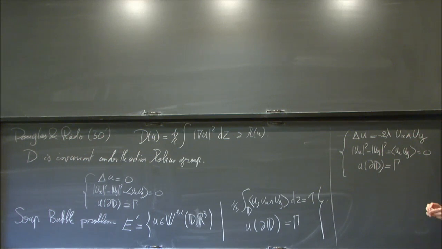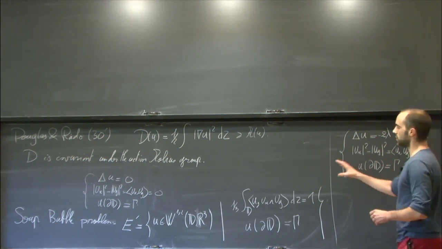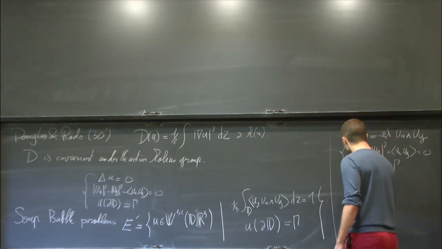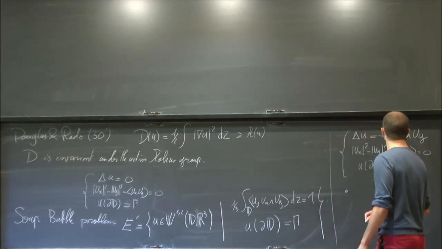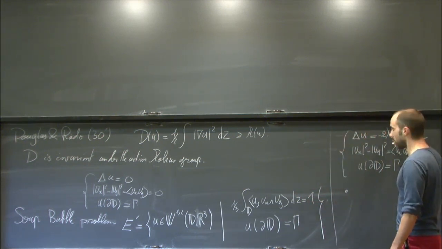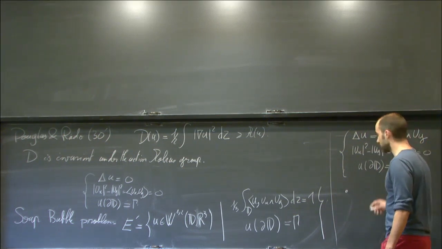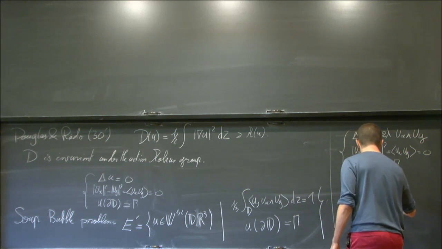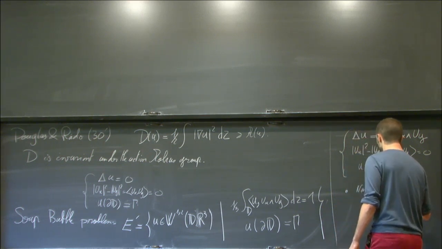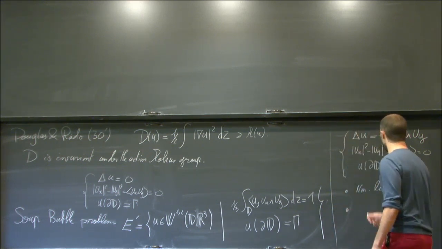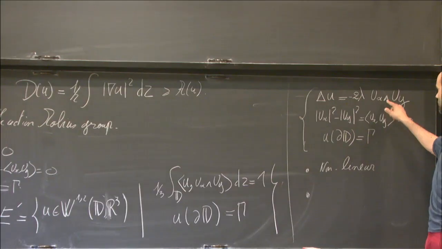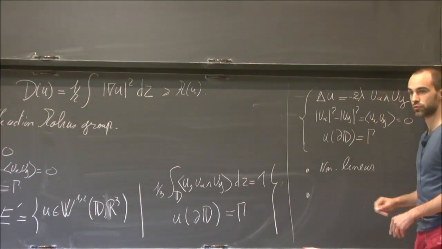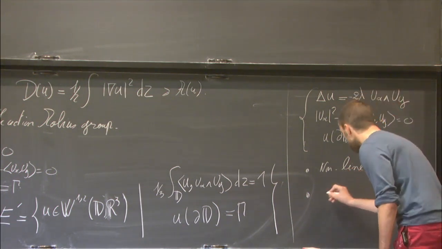This equation is much harder to deal with from an analytic point of view for two reasons. The first one is you have a nonlinearity here, so it's a nonlinear equation. But the main difficulty, from my point of view, is that due to this wedge, you have a system. It's a strongly coupled system.